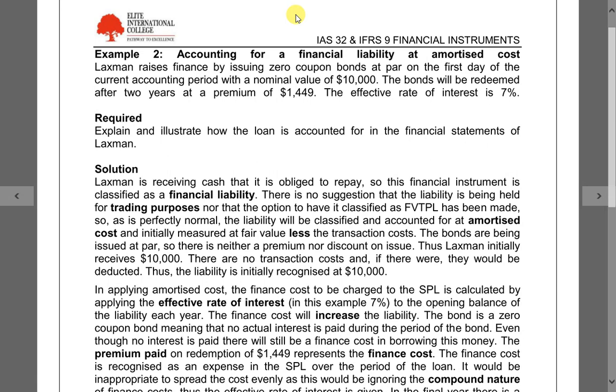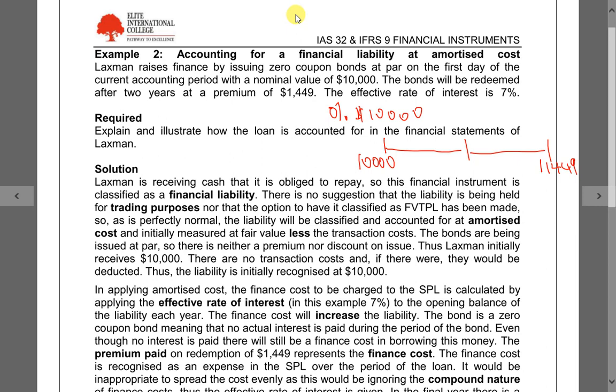Lexman raised finance by issuing a zero coupon bond. Means interest is zero. In the current period with a nominal of 10,000, 0%, 10,000. Sounds good? Borrow money, no need to pay interest. The bond then will be redeemed in 2 years' time at a premium, 11,449. Means I'll pay back in 2 years' time. I have to pay back how much? I received 10,000. I'll pay back 11,449. I don't pay any interest at all.